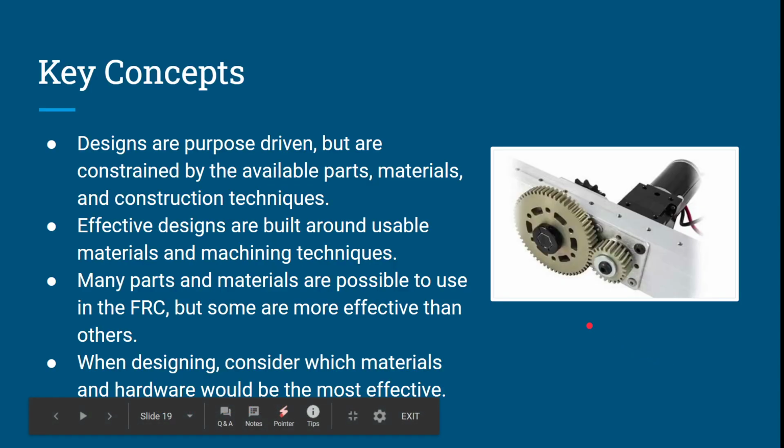So yeah, conclusions, right? Key concepts: designs are purpose-driven, but they're constrained by the available parts, materials, and construction techniques, which we didn't talk much about, but we will later, that you have available. So effective designs are built around usable materials and the techniques that you have to machine them. Many parts and materials are possible to use in FRC, the FIRST Robotics Competition, but some are more effective than others. That could mean cheaper or more expensive, or cheaper or stronger, or lighter. There's many considerations. Or has more holes from when you buy it. A lot of considerations, but you'll start to become a little bit more familiar with all of these parts as we continue.